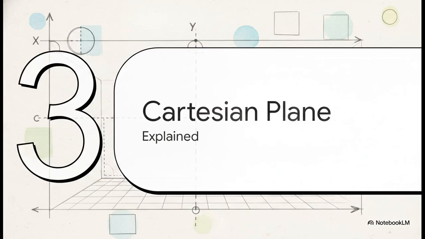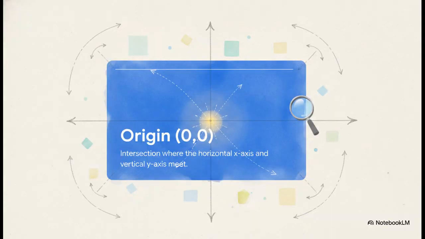Which brings us to Section 3, the Cartesian Plane Explained. So, we've seen it on a physical floor, right? Now let's break down the actual abstract concepts that build upon our room example. The absolutely crucial starting point is the origin.